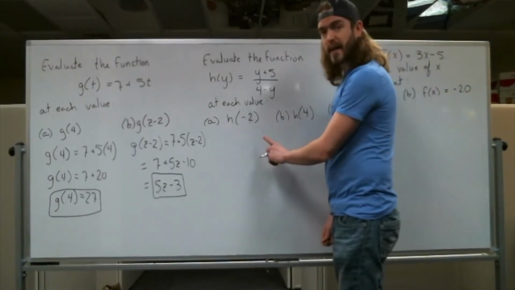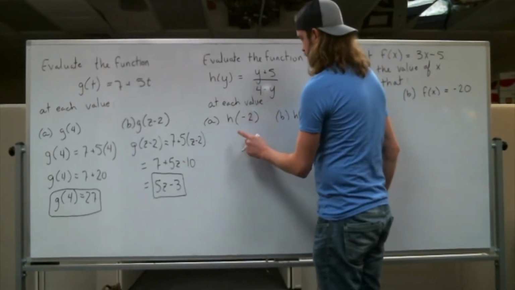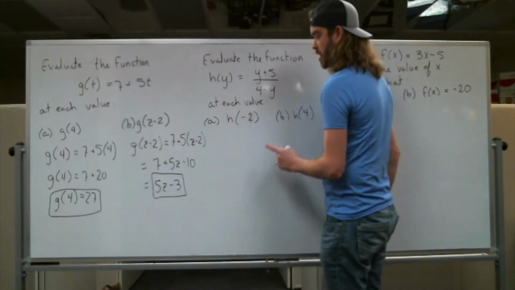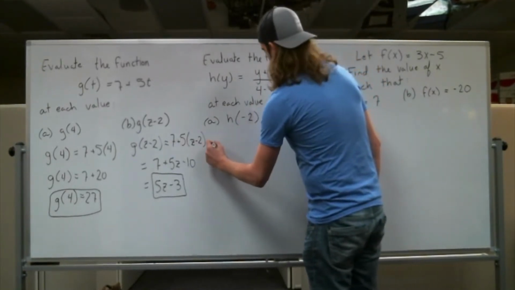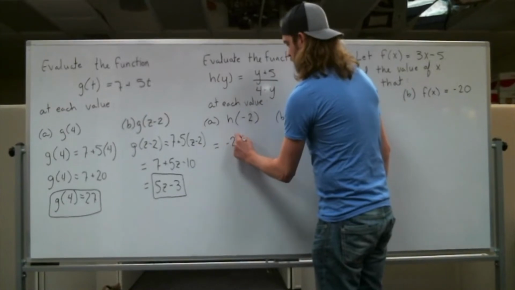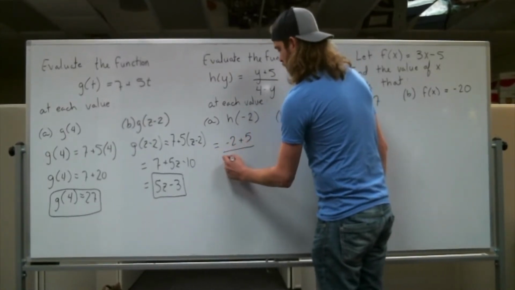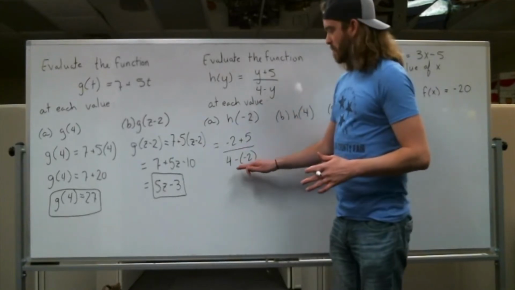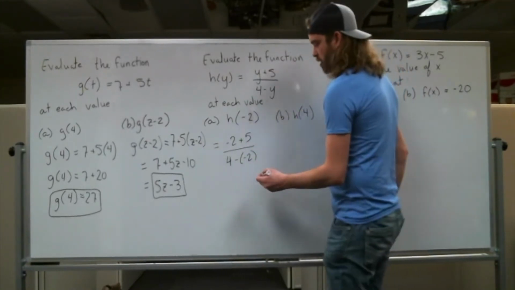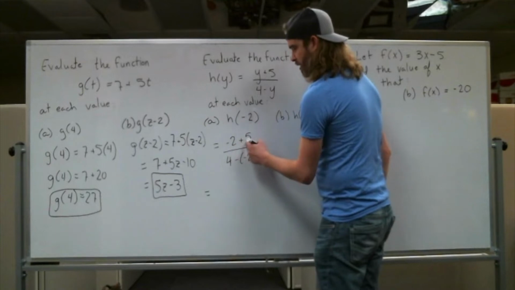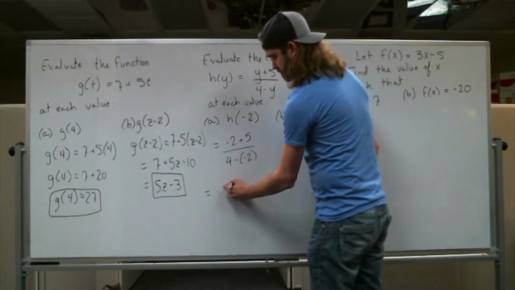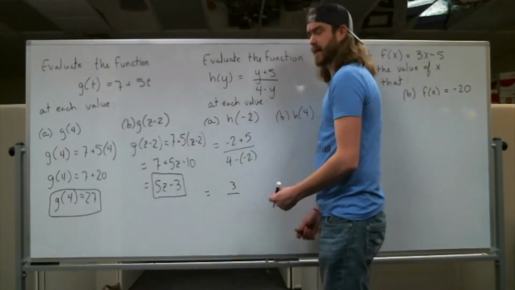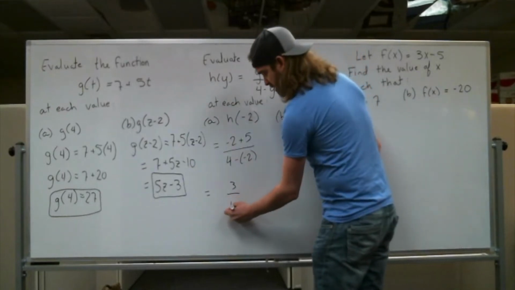So we're going to start off with h of negative 2. So we're going to replace the y's with negative 2. So that's going to be negative 2 plus 5 over 4 minus negative 2. Remember that when you have minus and negative, we change that to a plus. So this is going to become negative 2 plus 5, which is 3. But the 4 minus negative 2 becomes 4 plus 2, and that's going to give us 6.